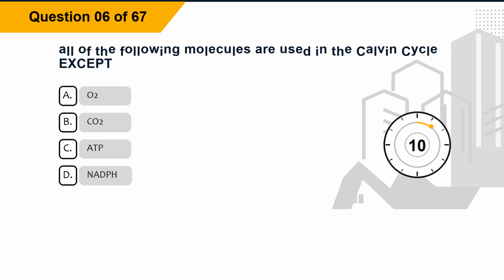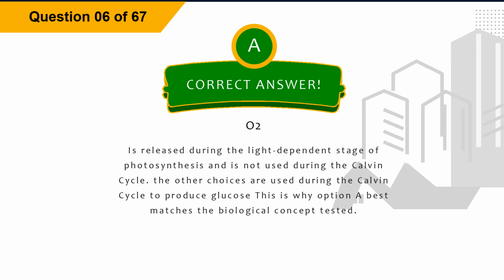Question 6. All of the following molecules are used in the Calvin cycle except: Option A, oxygen. Option B, CO2. Option C, ATP. Option D, NADP. The correct answer is option A, oxygen. Explanation: Oxygen is released during the light-dependent stage of photosynthesis and is not used during the Calvin cycle. The other choices are used during the Calvin cycle to produce glucose. This is why option A best matches the biological concept tested.